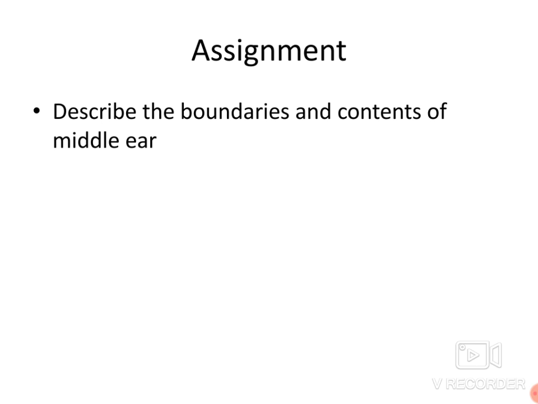Hope you understood. Here is the question. You can describe the boundaries and contents of the middle ear. It consists of six walls: the roof, floor, anterior wall, posterior wall, medial wall, and lateral wall. Which are the structures you are seeing in these walls? Okay, that's all. Thank you.